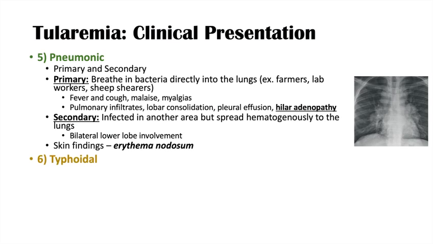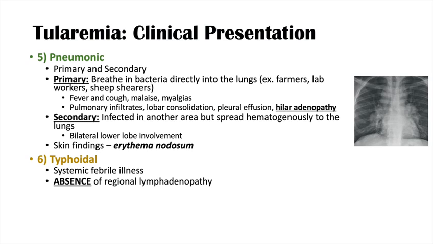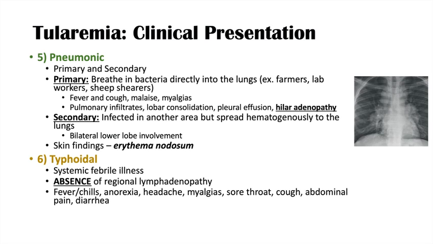And the sixth clinical presentation of tularemia is known as typhoidal. So typhoidal tularemia, it's a systemic febrile illness. So the patient has fatigue and malaise, they have a fever and chills, but they have some other symptoms as well. The big key thing about typhoidal tularemia is that they don't have regional lymphadenopathy. Basically, all the other clinical presentations have lymphadenopathy somewhere, but this type does not. So this is the big key component to recognize with typhoidal tularemia. There is no regional lymphadenopathy present.